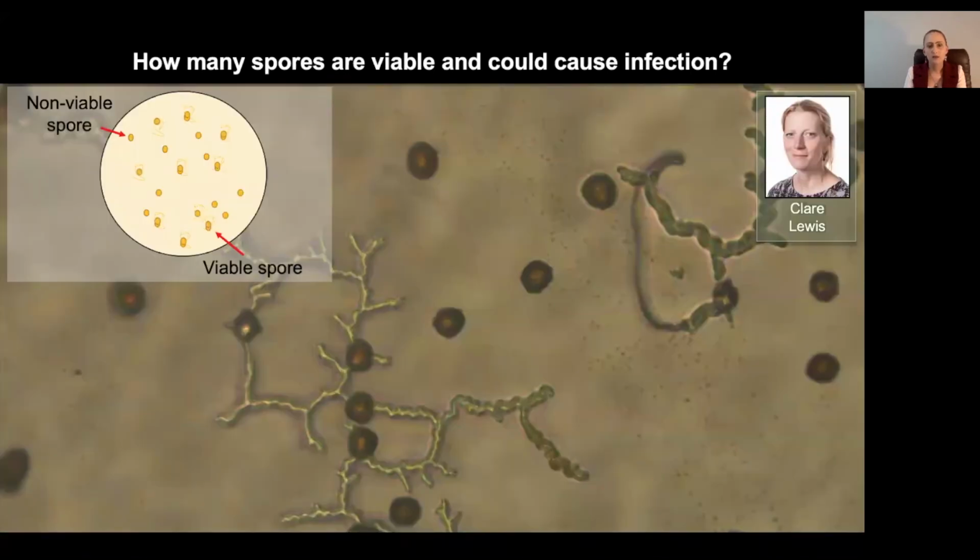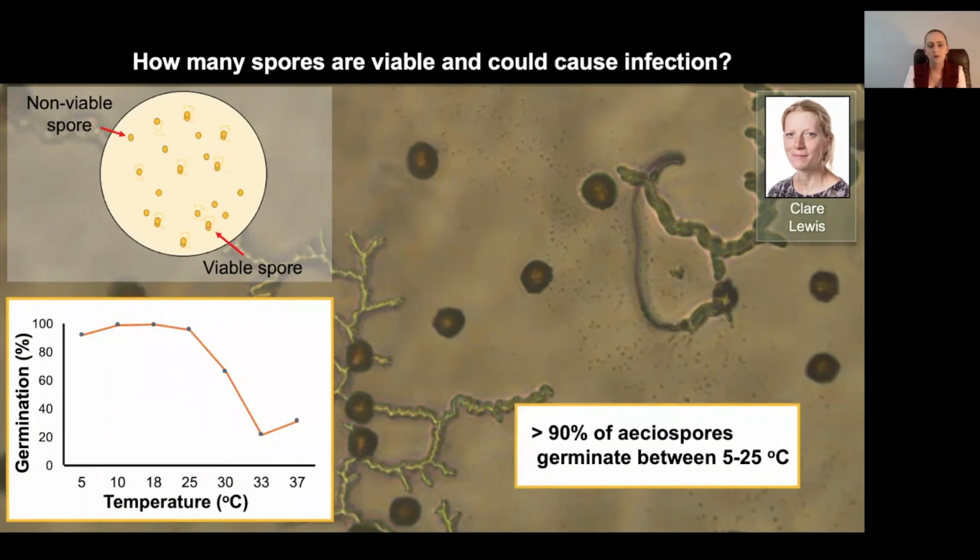Next, Claire then stepped in and started looking at the viability of these aeciospores, because of course all these spores might get released, but how many of them could actually go on to cause an infection? How viable are these aeciospores? To test that, she looked at germination rates. When she took fresh aeciospores from the field, around 90% of them could be germinated effectively at temperatures between 5 and 25 degrees. So most aeciospores that are released are actually viable.